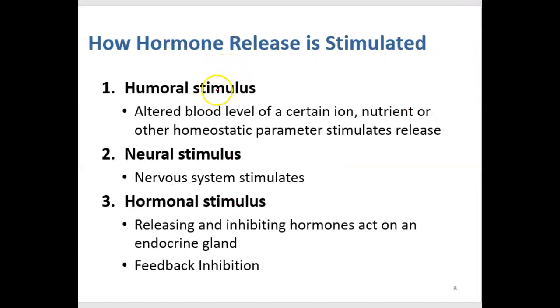The next thing we need to look at is what stimulates the release of a hormone, the secretion, and then the release of a hormone from an endocrine cell. And there's three ways that hormone release is stimulated. The first way I have listed here is the humoral stimulus. The second is a neural stimulus, that'd be from a nerve. And another is a hormonal stimulus.